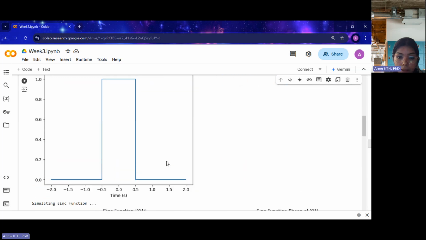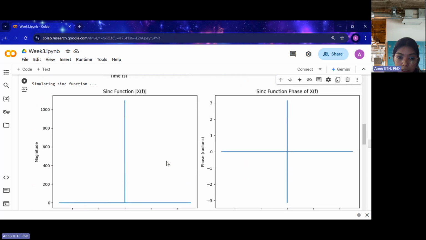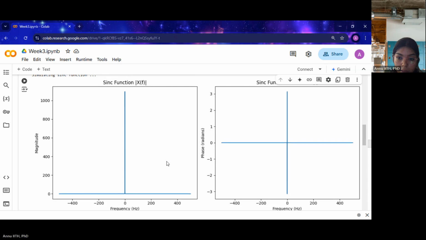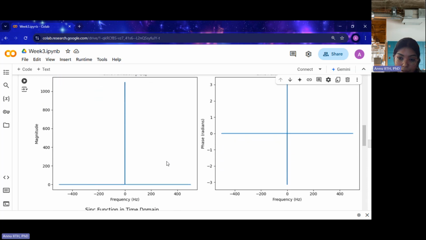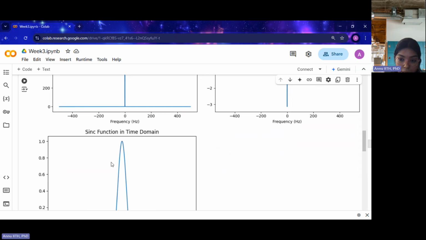So rectangular function in the time domain, simulating the sinc function. So the sinc function, the space of X(f). This is showing what? 0 radian. Sinc function in the time domain.